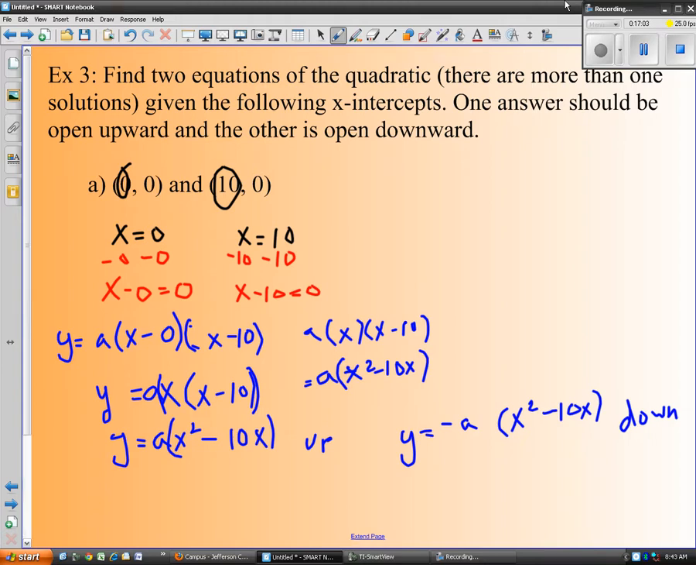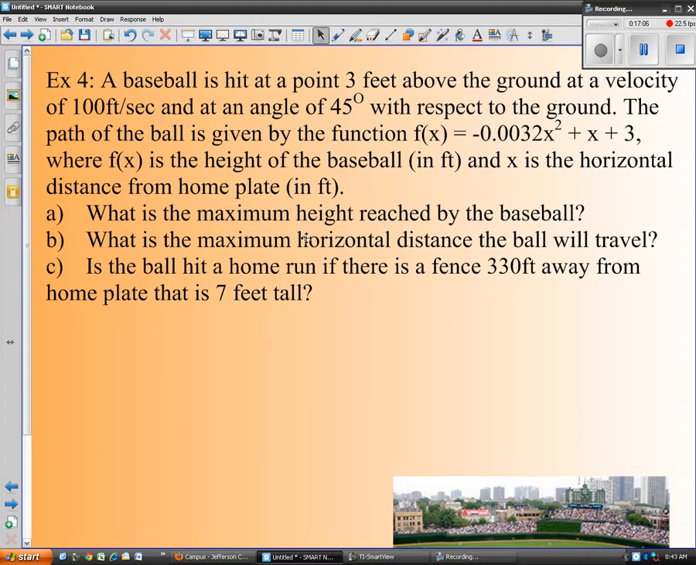So I'm going to draw a little picture down here. I got a little guy that's going to hit the ball, and he's got a bat. So he hits the ball 3 feet above the ground. So this is 3, the distance to the ground. And then he hits the ball like that out into the outfield or something like that. And so that's what he's trying to do. He's going to hit this ball.